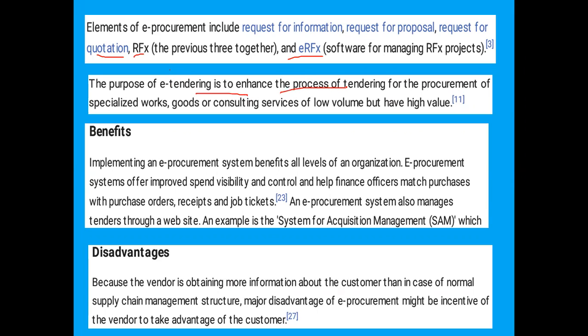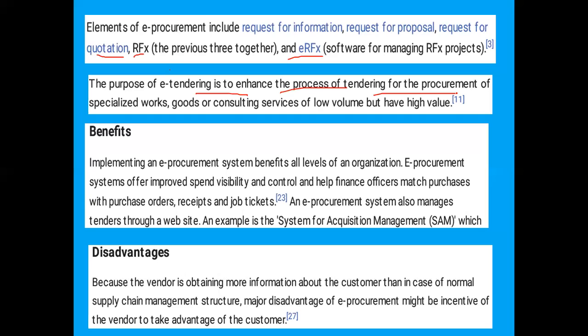The purpose of e-tendering is to enhance the process of tendering for the procurement of specialized works, goods, and consulting services of low volume but high value. Got it? The purpose of e-tendering is to enhance, means uplift, the process of tendering for the procurement of specialized works, goods or consulting services of low volume but high value. So providing products, services or consulting works of low volume, high cost and high profit is the purpose of the e-tendering process. Understood?